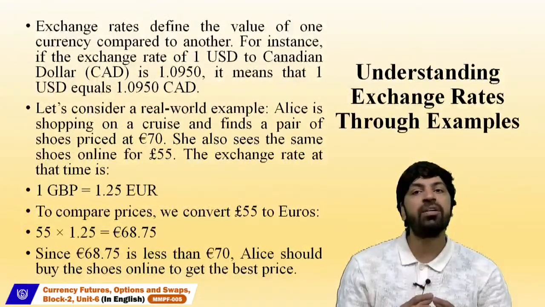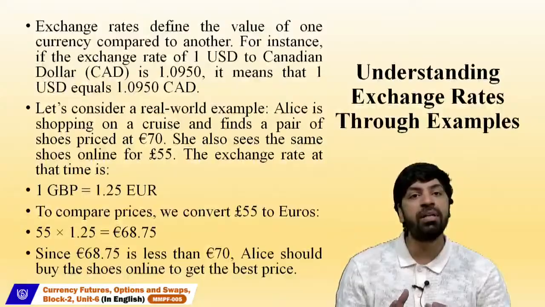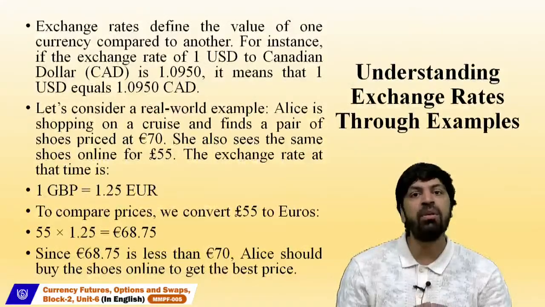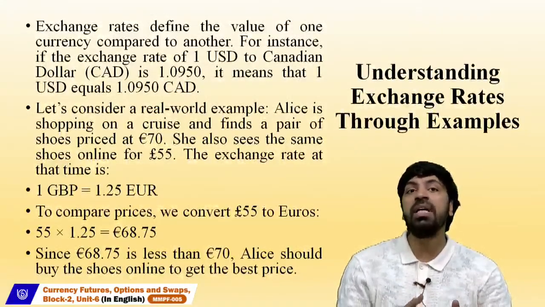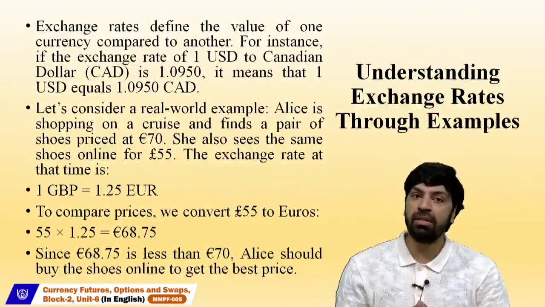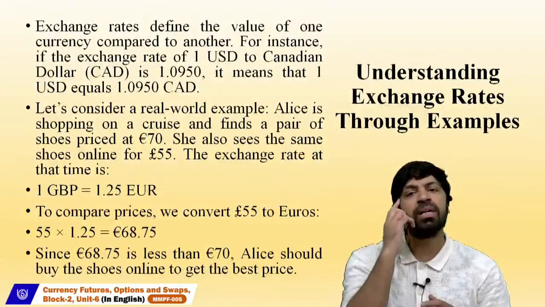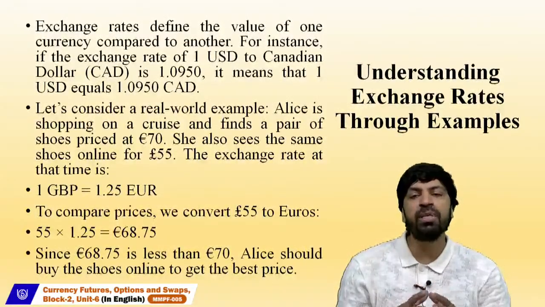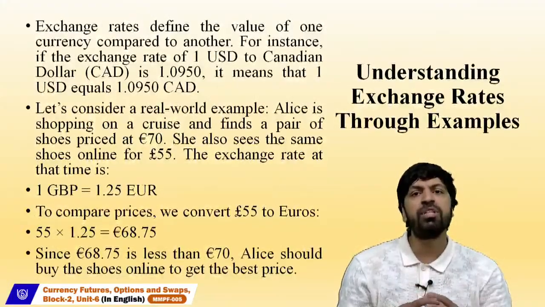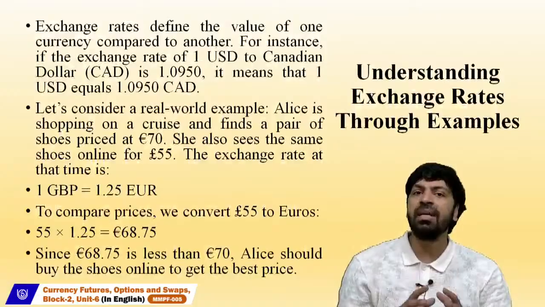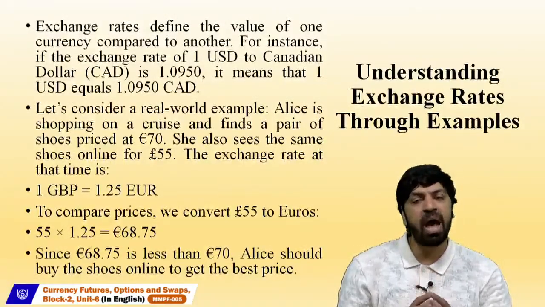If the exchange rate of $1 to Canadian dollar, that is CAD, is 1.0950, it means that $1 is equal to 1.0950 Canadian dollars. So let's take a real example to understand this concept. Alice is shopping on a cruise and finds a pair of shoes which cost euro 70. She also sees the same shoes online, at pound 55.